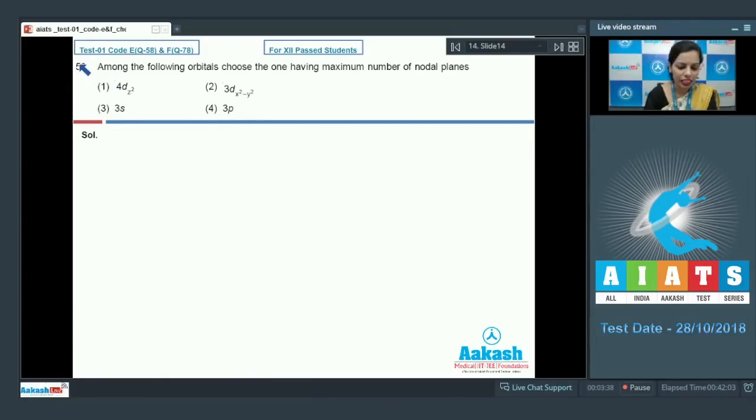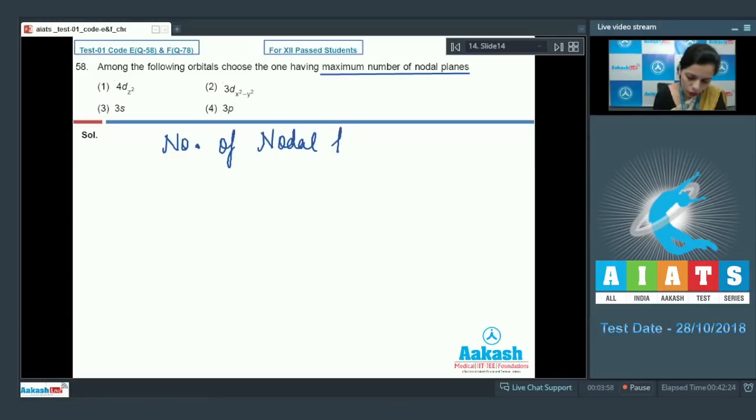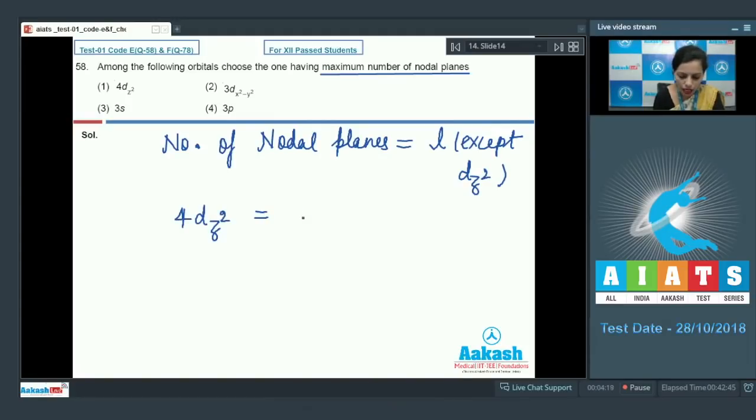Now here's question number 58. Among the following orbitals, choose the one having the maximum number of nodal planes. So in this case, we have to just find out the maximum number of nodal planes. And we should know that the number of nodal planes is always equal to the l value, but except for the z² orbital. Now, if we talk about 4dz², there are 0 nodal planes, because in this case always the nodal planes are 0.